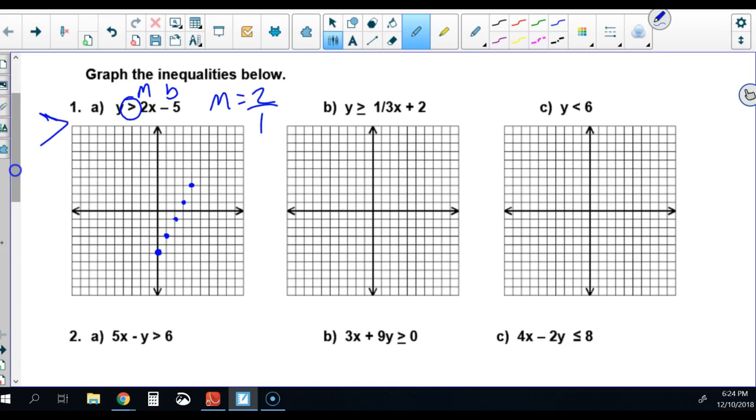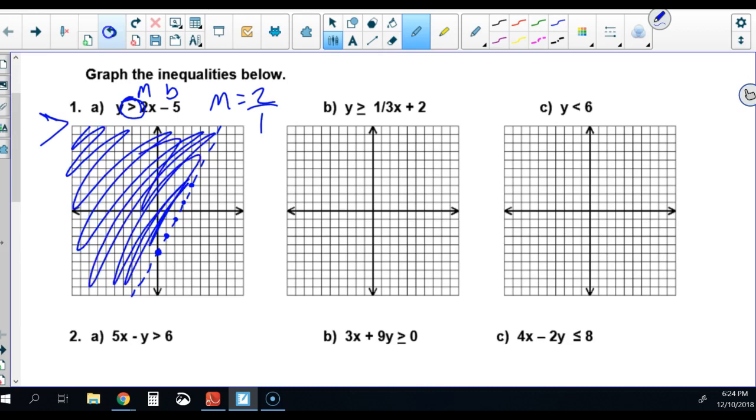There is no equals to on here, just greater than. Since there's not an equal to, I cannot draw a solid line like that. The solid line shows equal to, it is not equal to, so I need to leave it as a dashed or a dotted line, like that. That shows that it's not equal to the line, only greater than the line. Only greater than the line, well the greater side is above the line. So, shade above the line. Those are all solutions.